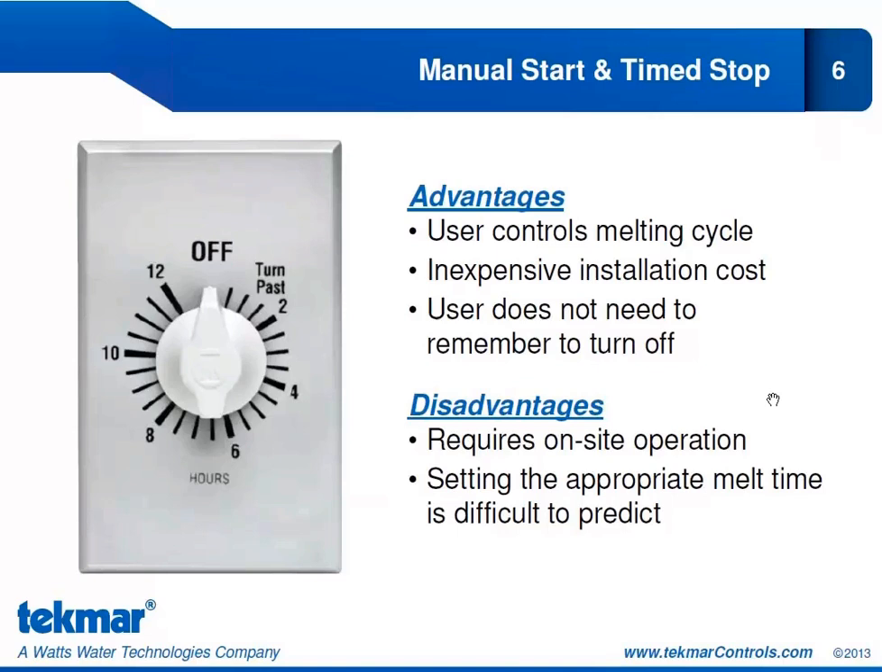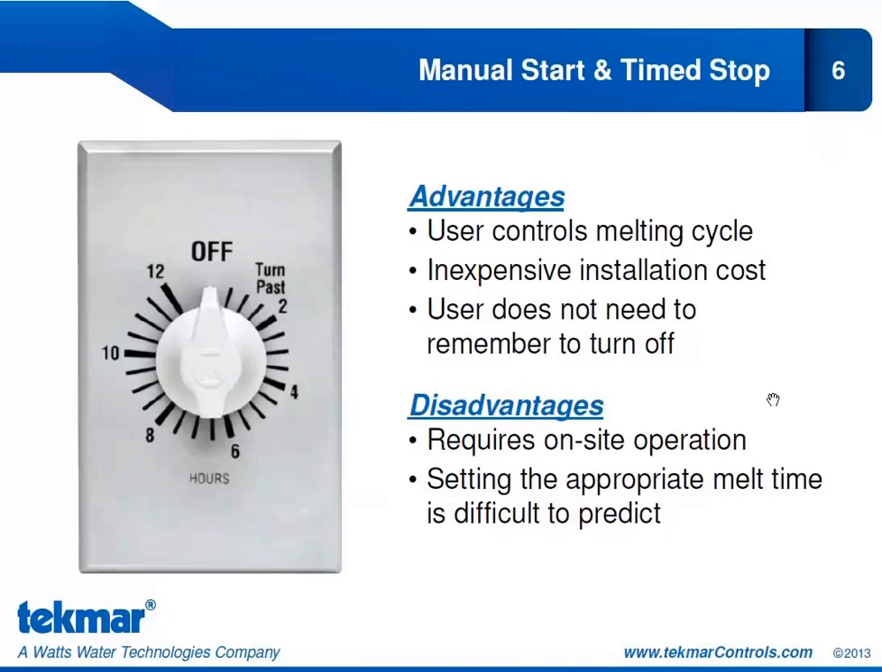The manual start and time stop is one step better. So you're still controlling the melting cycle, and it is still an inexpensive installation cost. However, the benefit here is you don't have to remember to turn it off. It is on a timer. So you never run into situations where you turn your snowmelt system on and then forget entirely about it until you get your bill in the mail. So that would be a very terrible surprise that I'm sure has happened to a lot of people. So the timer avoids that scenario.